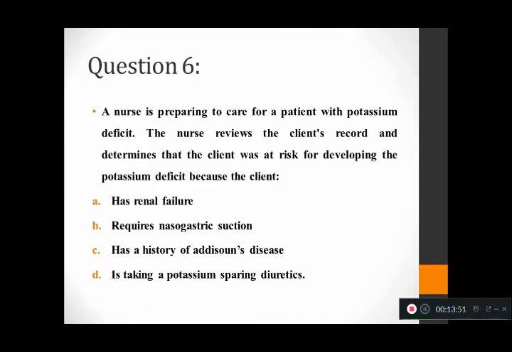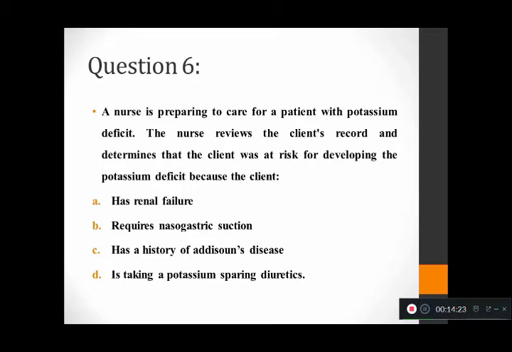So read the question carefully and choose the correct answer. The nurse is preparing to care for a patient with potassium deficit. The nurse reviews the client's record and determines that the client is at risk of developing potassium deficit. Which client among these 4 clients is having the risk of developing the potassium deficit? So how to answer this question?